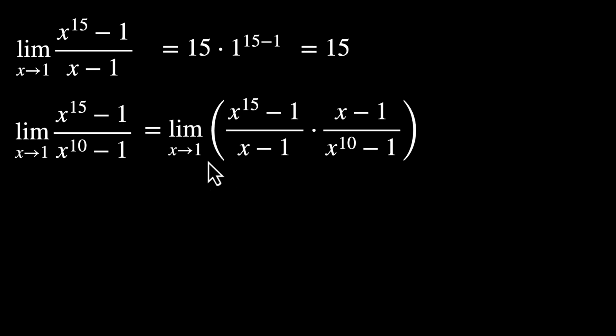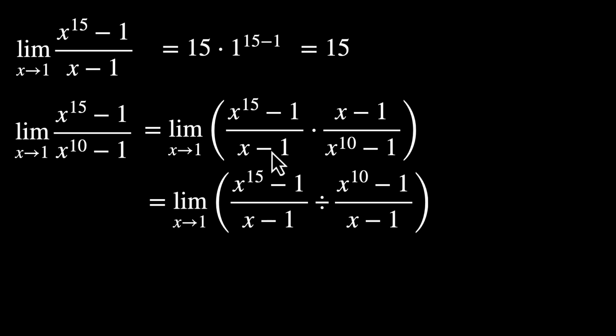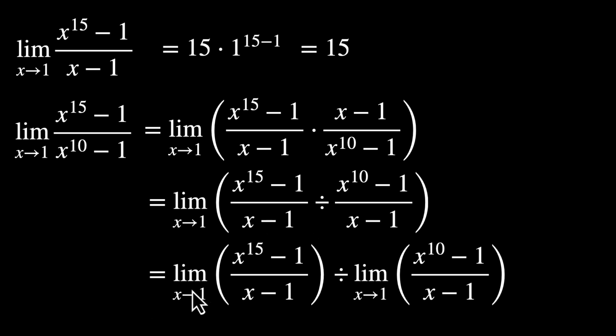Limit x approaches 1, (x to the power 15 minus 1) by (x minus 1). This one can take one of them. And you can have x minus 1 divided by x to the power 10 minus 1. This second one will be taken up by x to the power 10 minus 1. Now let's flip this. This is limit x approaches 1, this divided by this. Now we can split the limits. We have limit x approaches 1, this divided by limit x approaches 1, this.